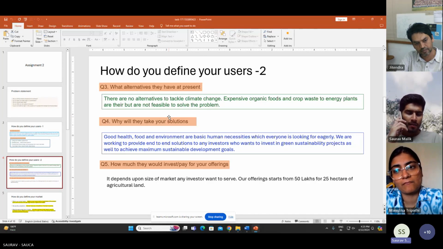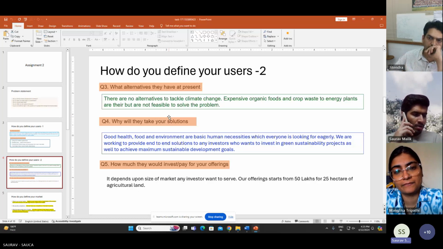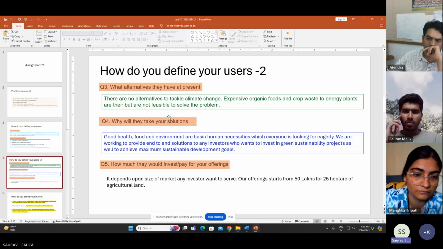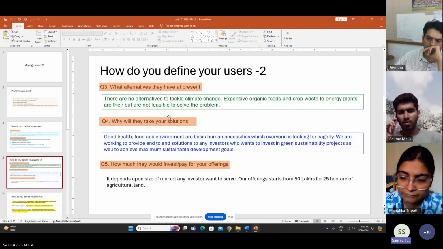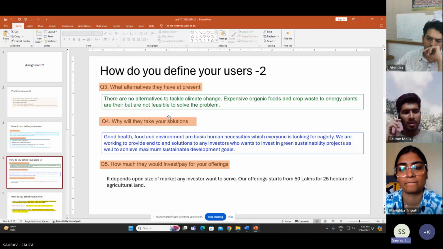How much they would invest or pay for your offering. This is just a general idea because I have not worked deeply on how my services will provide end-to-end services, which part, and what the payment plans will be. So I have given a generalized answer that our offering starts from 50 lakhs for 25 hectares of agricultural land.